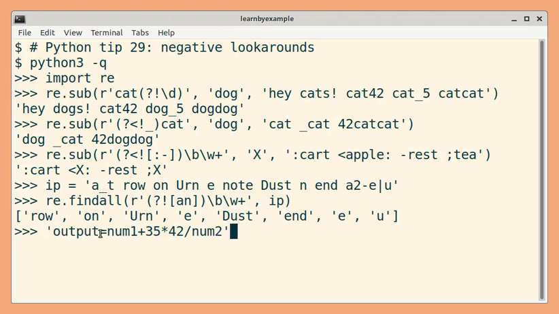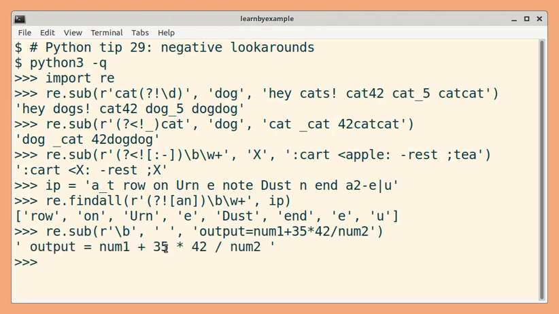Let us see one more example. Here we want to add space characters around these symbols. First, let me show without lookarounds. So if I just use a word boundary, then space will be added at both start and end of words. So this is very close to the required output. We don't want space at start and end.